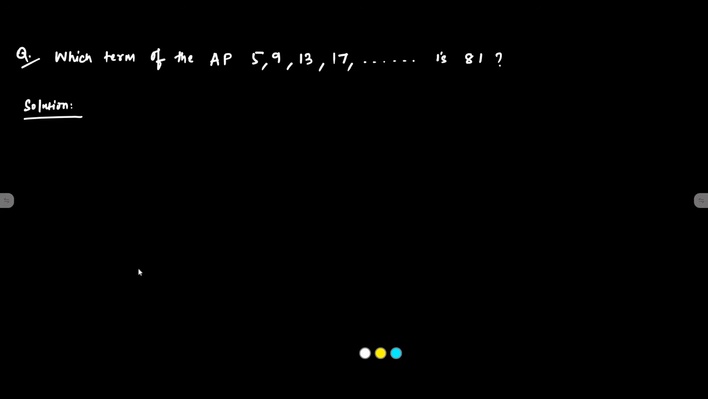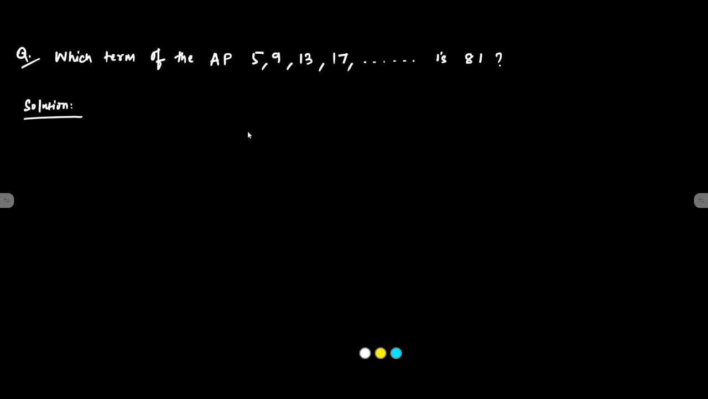So here is another question on arithmetic progression, the nth term of arithmetic progression. It is given: which term of the following arithmetic progression, 5, 9, 13, 17 and so on, is 81? So which position does 81 come? It is again based on the nth term formula.